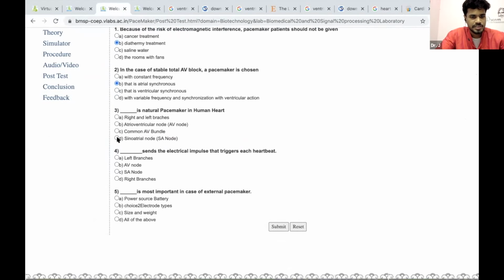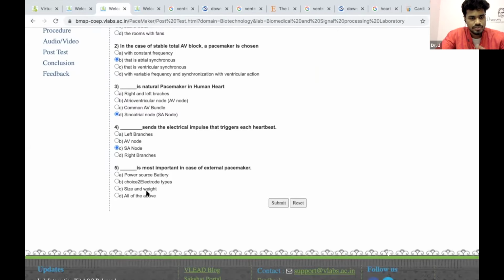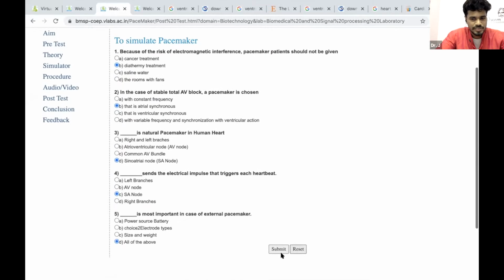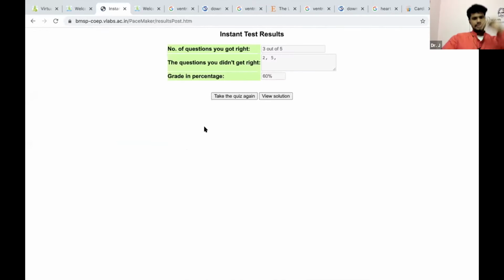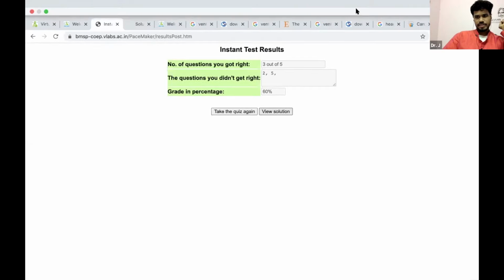Natural pacemaker: SA node, electrical signals that trigger each heartbeat, SA node, sinoatrial node. This is fine. Most important case of external pacemaker: power source battery, choice of electrode types, size and weight. Typically, it should be all of the above from a design aspect. Okay, so I think that is it with the pacemakers.